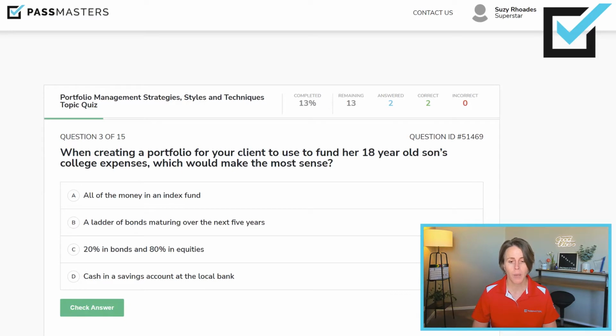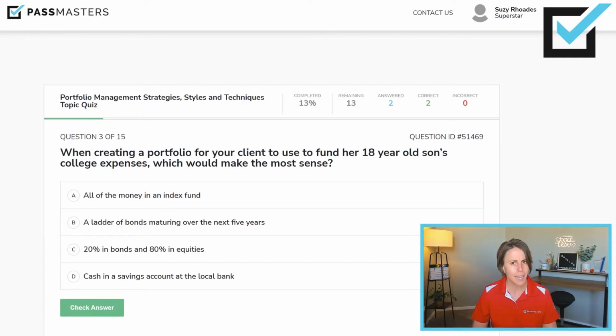When creating a portfolio for your client to use to fund her 18-year-old son's college expenses, which would make the most sense? So the kid's 18. When are they going to go to college? I'm going to assume soon. All of the money in an index fund, a ladder of bonds maturing over the next 5 years, 20% in bonds and 80% in equities, or cash in a savings account at the local bank.